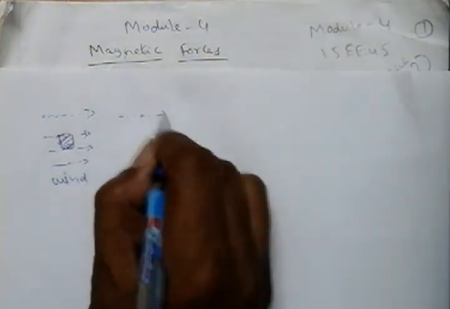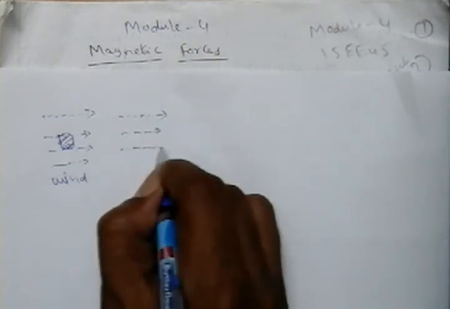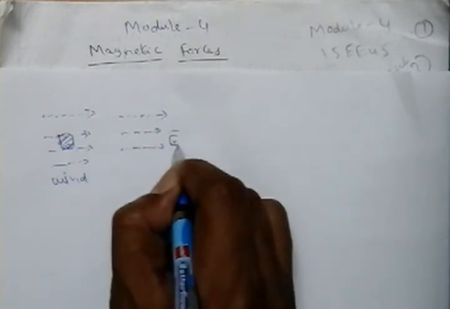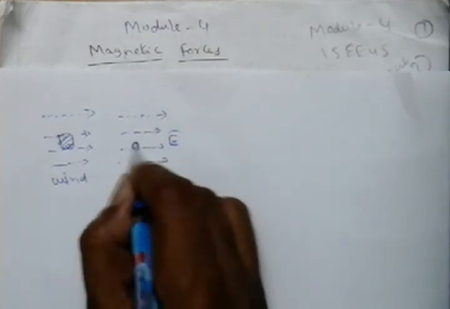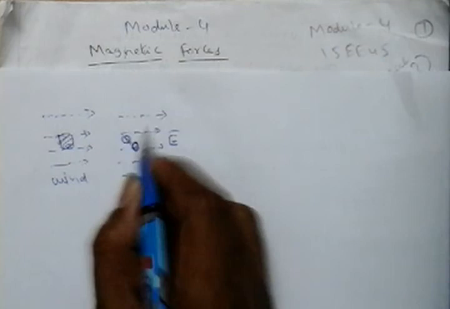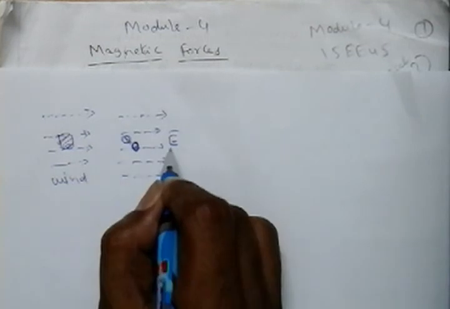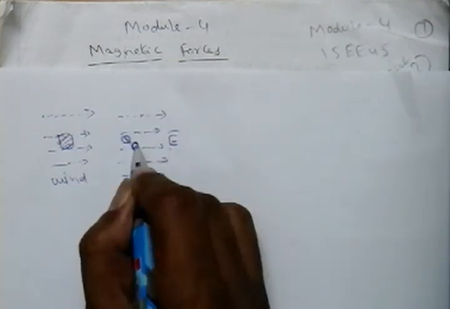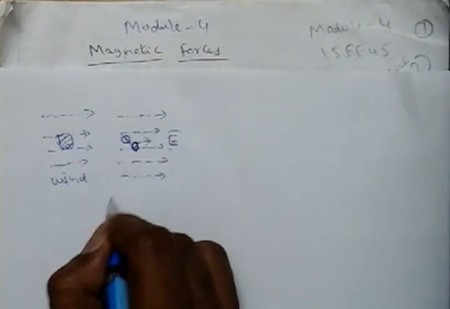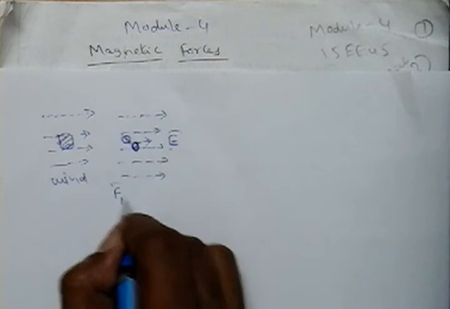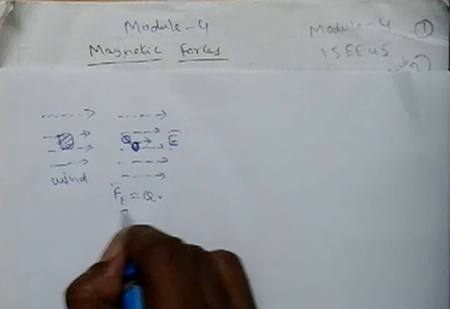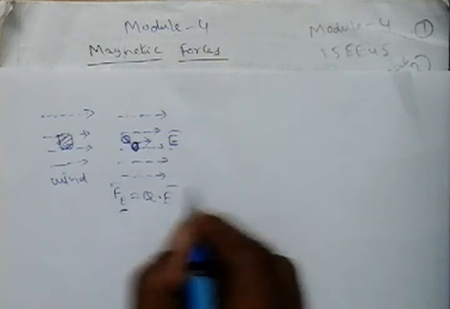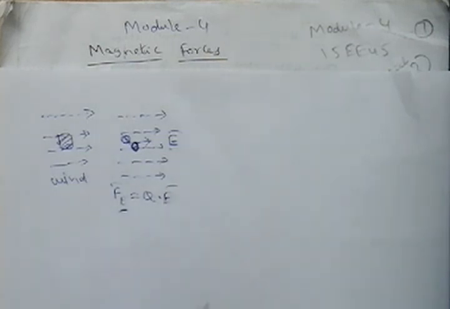Now consider an electric field. The electric field is in this direction. Now if we keep one charge somewhere here, this charge Q definitely will experience some amount of force due to the electric field. This charge will move in the electric field direction only. Therefore, the force experienced by the charge Q due to the electric field is Fe, where E stands for electric field. Fe is equal to Q into E bar.